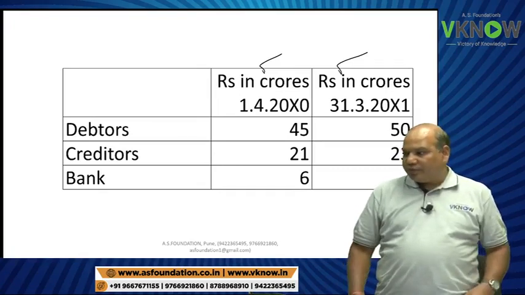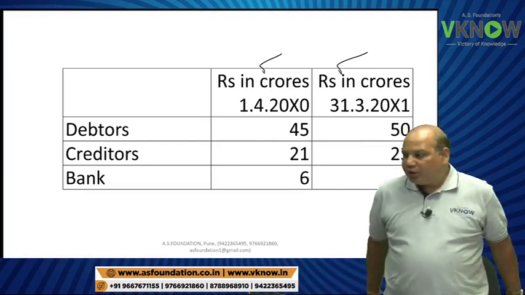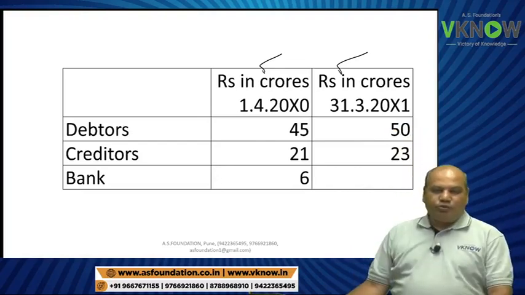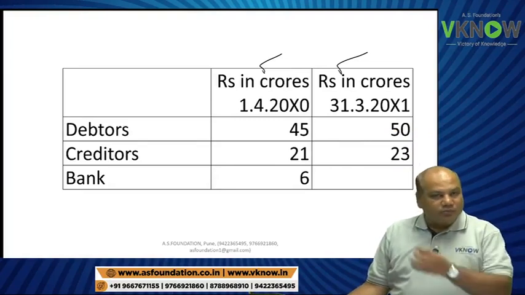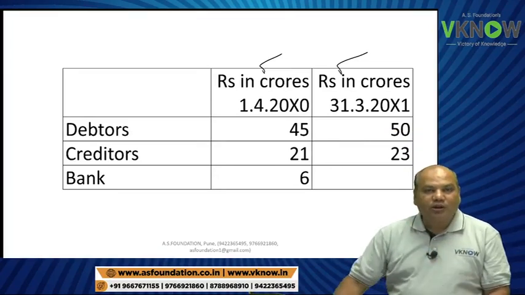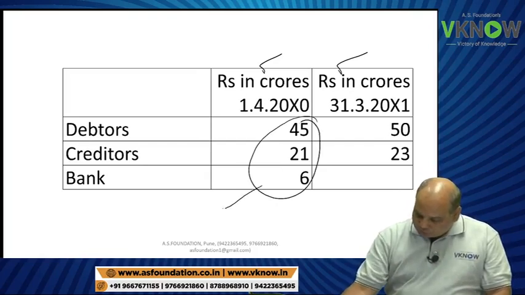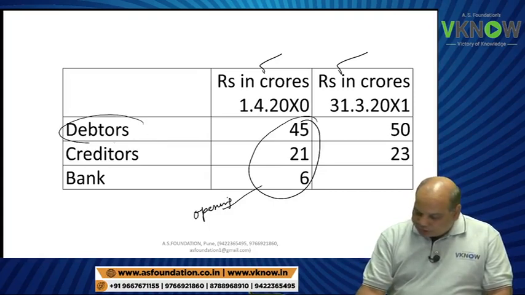Bank 6. Opening bank balance is given, but closing bank balance is not given. This is the opening balance. This debtor and creditor will help us to calculate collection and payment. That is why they have given.